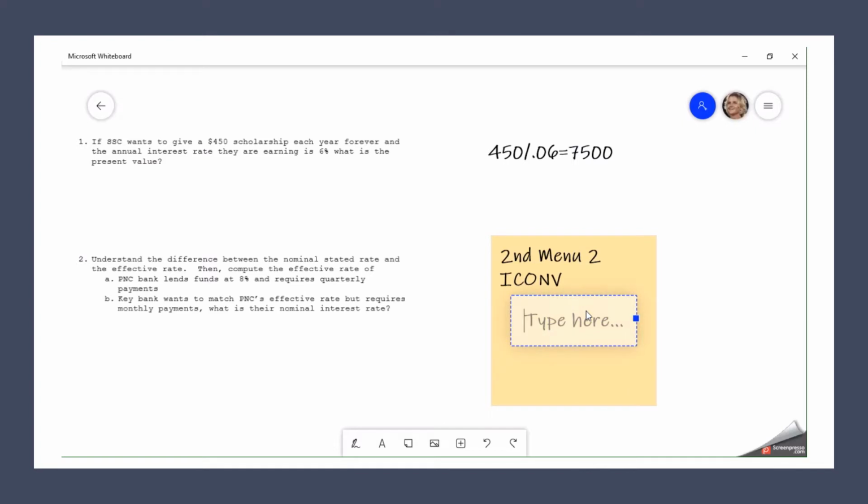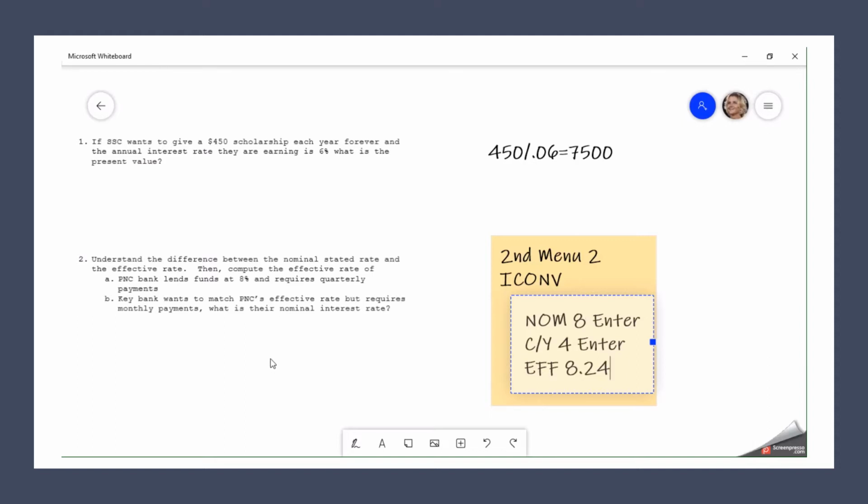Once you open that up, so your second menu, the first field is your NOM. In this case, it's going to be 8 and hit enter. Then if you arrow down, the next field you come to is the EFF. So arrow down until you get to the C/Y, which is our compounding periods per year. If it's quarterly, it's 4, so push 4 and enter. Then we're going to arrow back up to that EFF field and push compute. And that gives us 8.24. So that is our effective rate.